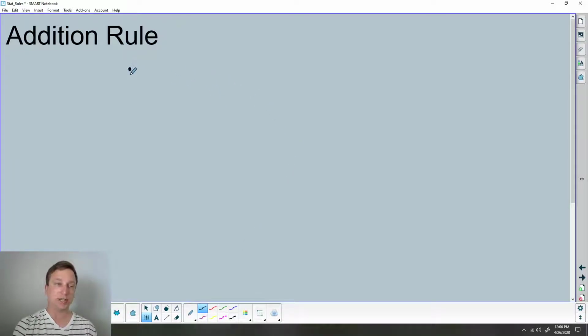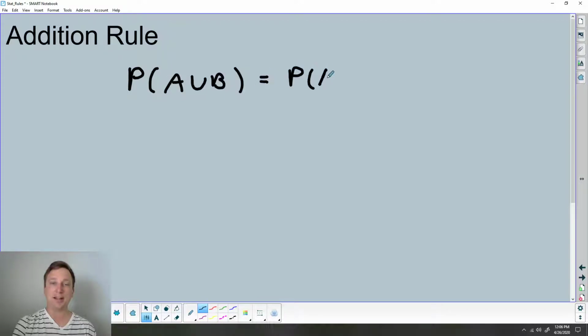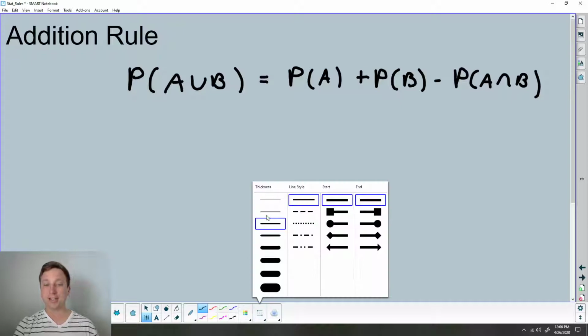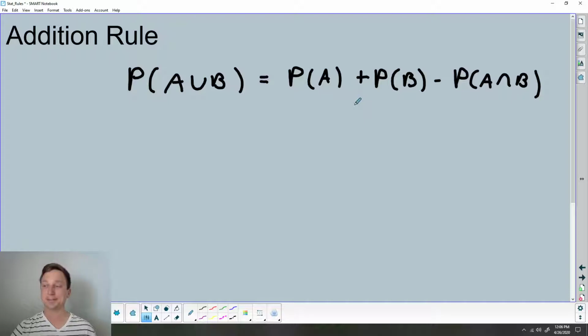So the addition rule says that the probability of A union B, of A or B occurring, is equal to the probability of A plus the probability of B minus the probability of A intersect B, or A and B. Before you continue this, I'd encourage you to pause real quick and think about why this makes sense. Okay, so let's get into this.